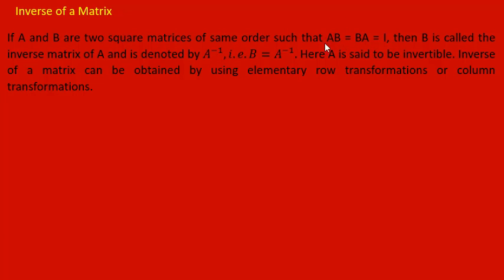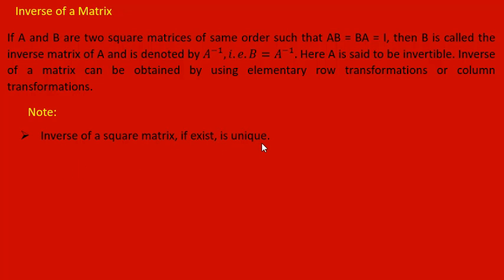So A and B should be of the same order and their product should give us I, that means identity matrix or unity matrix. Then in that case I will say that B is the inverse of A and I will write B as A inverse. Here A is said to be invertible, that means we can find the inverse of A. Inverse of a matrix can be obtained by using elementary row transformations or column transformations.